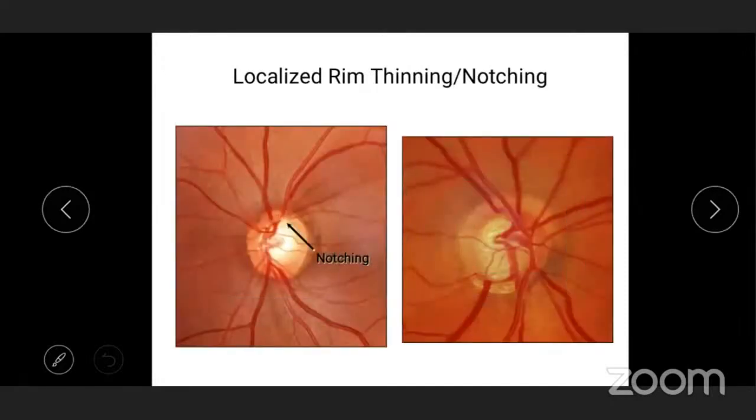The answer is the photograph on the right, this one. So it's actually the inferior part. To be very precise, it is the inferotemporal part in which you commonly see the thinning of the rim or notching of the rim, as we call it, as shown in this photograph. And if you remember what I showed you in the previous picture, normally the rim is thickest, widest in the inferior part. And in glaucoma, the usually widest part is becoming thin. And it's most commonly in that area.